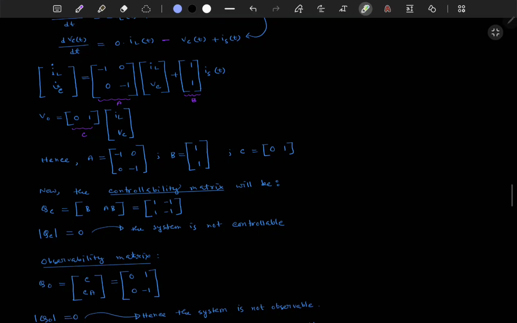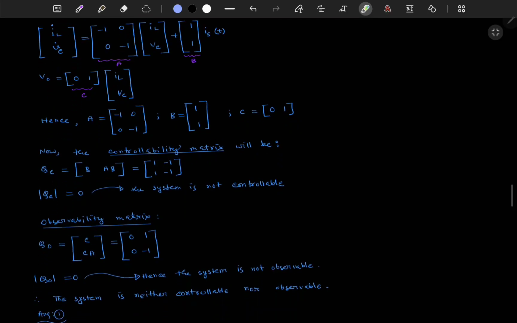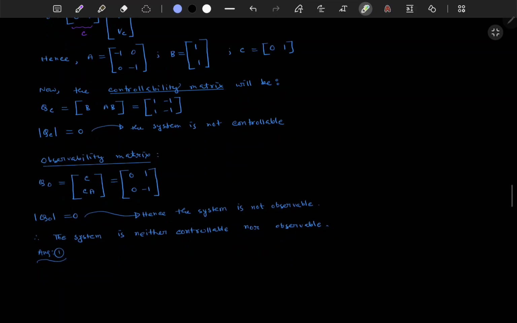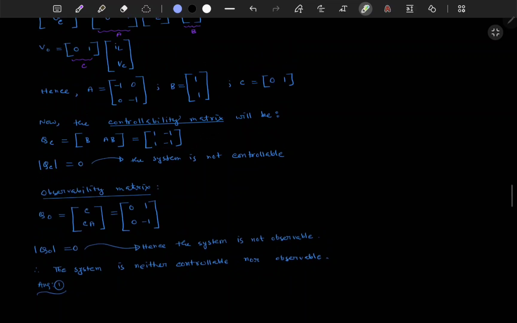So here the A matrix is this one. Earlier I told you that you will understand what A is later, and this is the B matrix, and this one is the C matrix. Now for controllability, we need to see this matrix, B into AB. It will be like this, and mod of QC equals 0. The system is not controllable, as the mod value is 0.